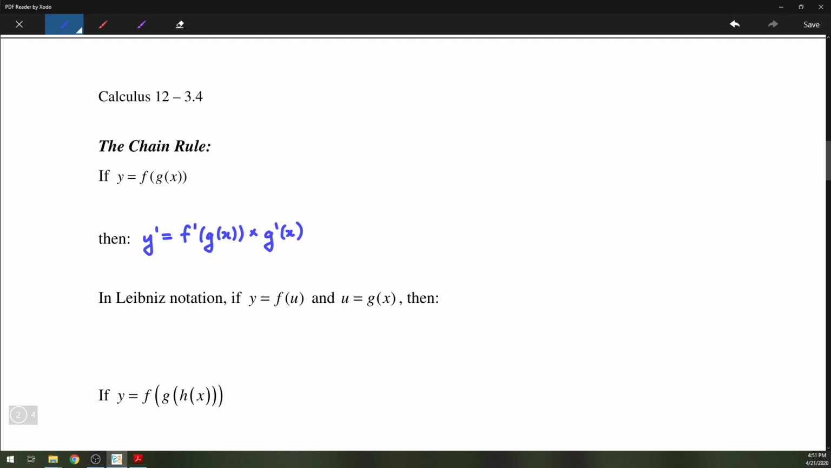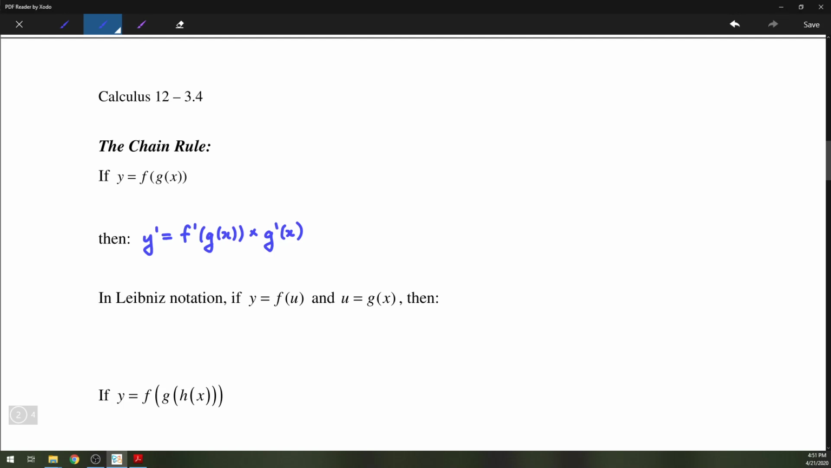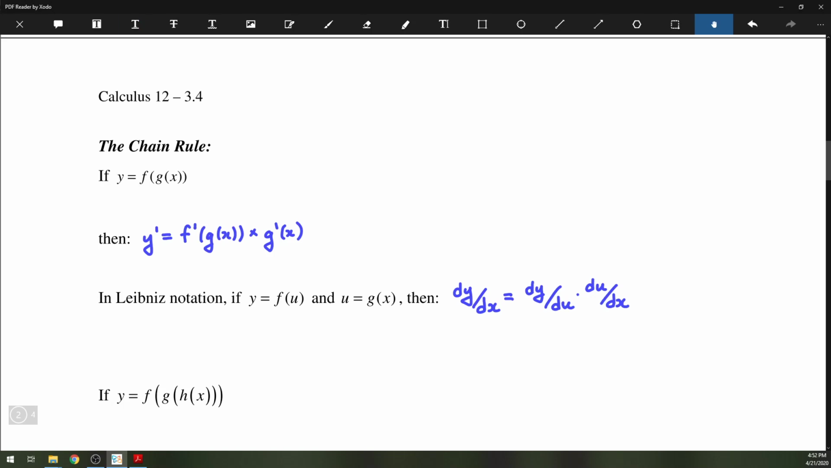Okay, so in Leibniz notation, if y is equal to some function in terms of the variable u, where u is g of x, then dy/dx, and that is the derivative of y in terms of x, would be dy/du multiplied by du/dx. So it's the same thing, but we introduce a new variable u that is just g of x.